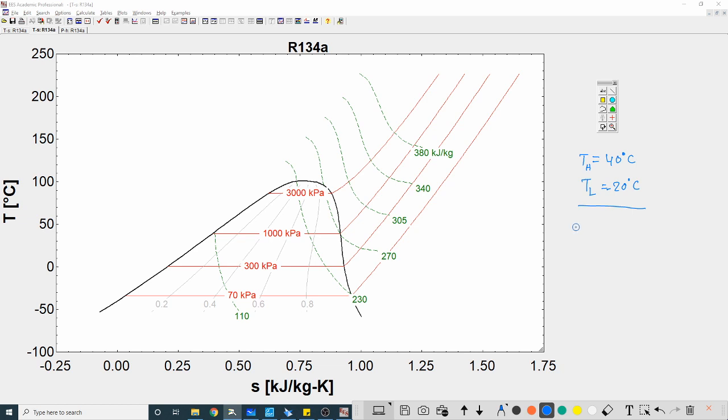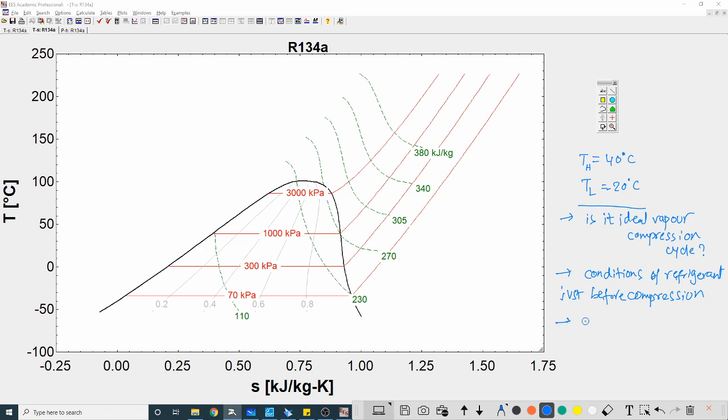More so, you have to understand whether it is an ideal cycle. So you have to check for wording, is it an ideal vapor compression cycle? If the word is used, then further look at the conditions of the refrigerant just before compression and just after condensation.